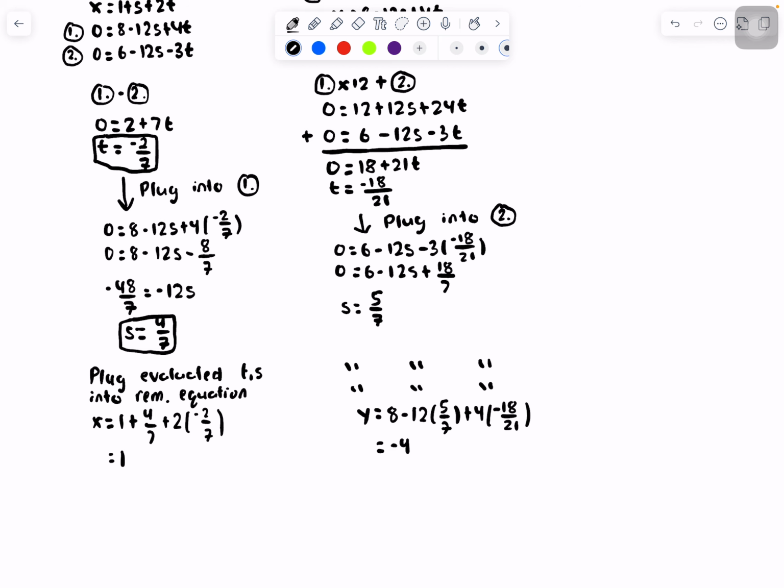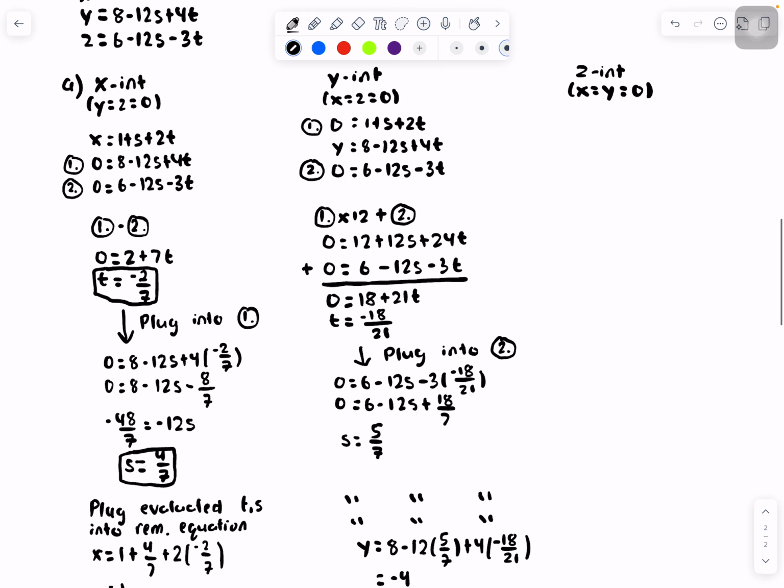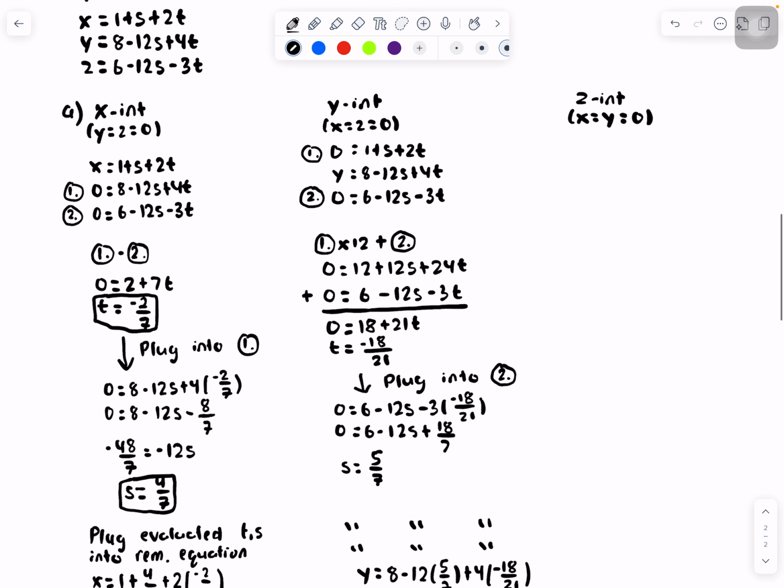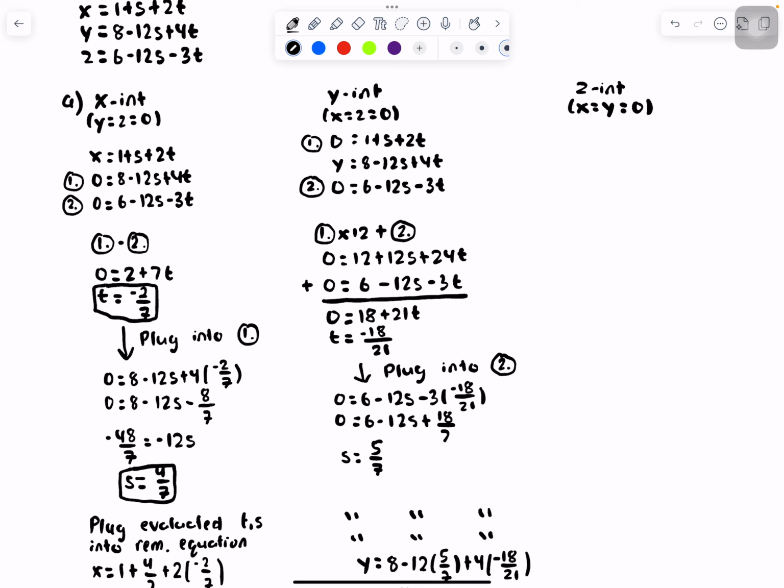Okay. And then the z-intercept. Same ordeal. Let's get this done. This video's length has already gone quite too long, I feel like. 0, 0, z equals, I'll set this to be my 1, my 2, 1 plus s plus 2t, 8 minus 12s plus 4t, and then 6 minus 12s minus 3t.